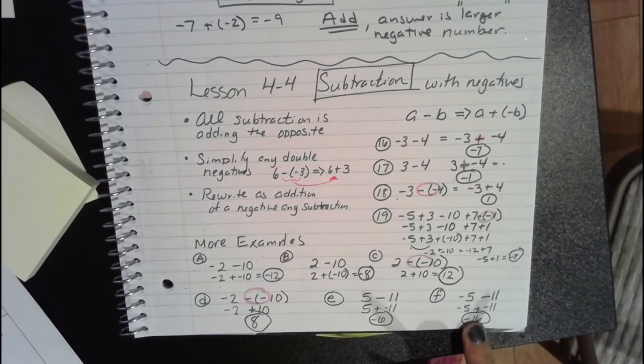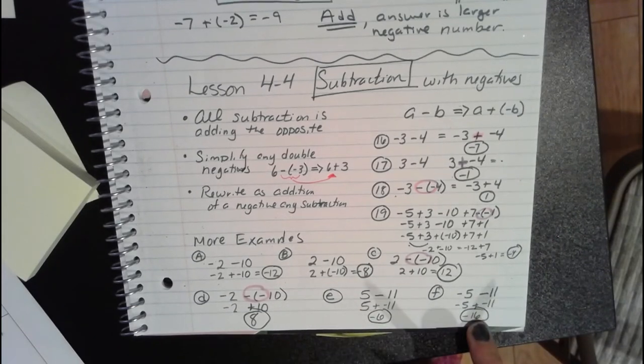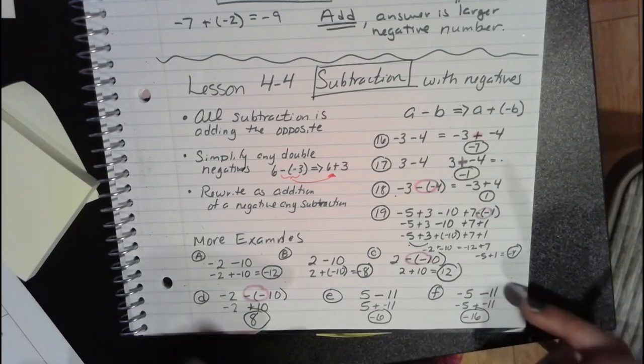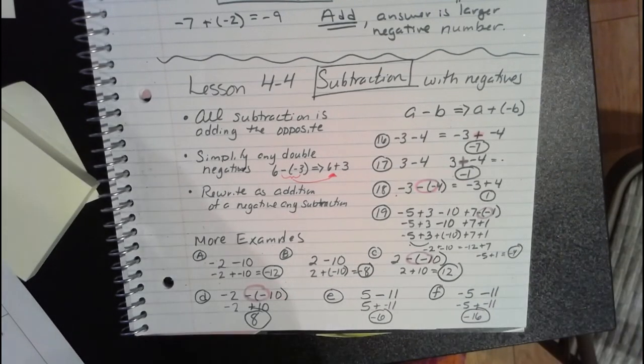Add, because they're like signs. Subtract, because they're mixed signs. Add, because they're like signs. Subtract, because they're mixed signs. Don't try to do it from here. Do the rewriting step as adding the opposite.